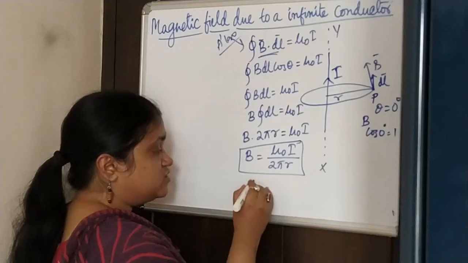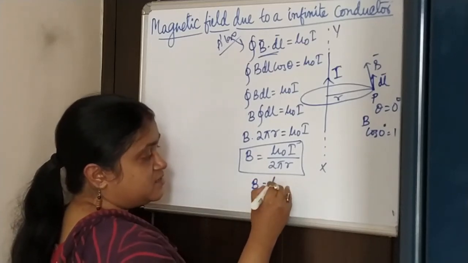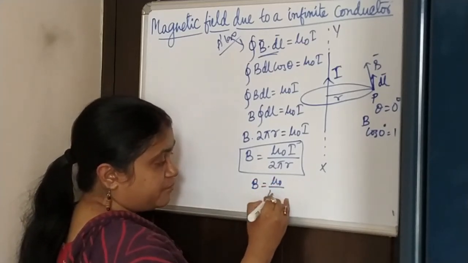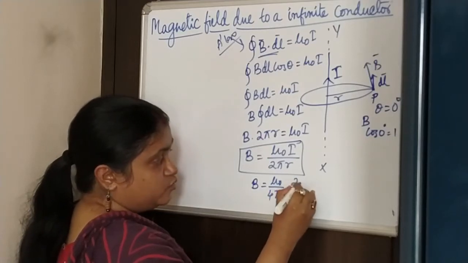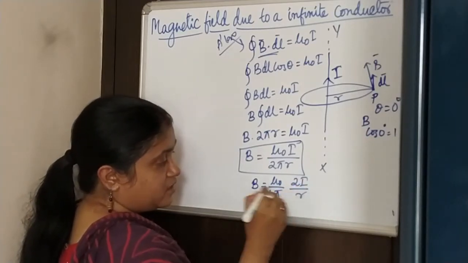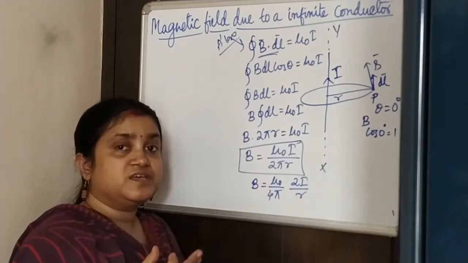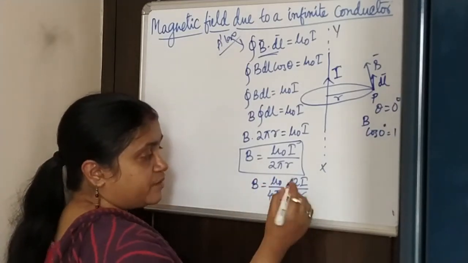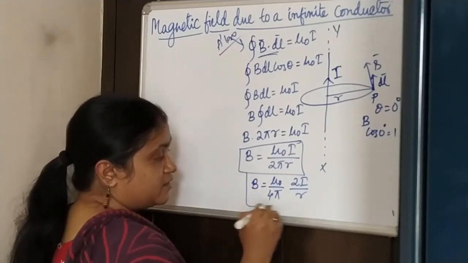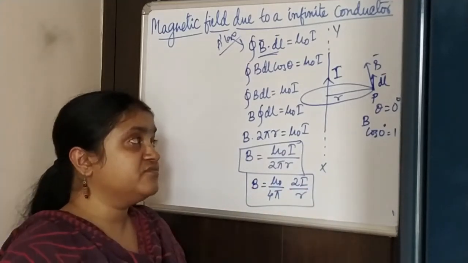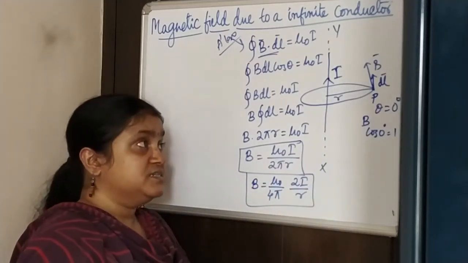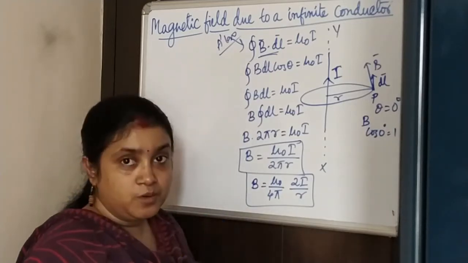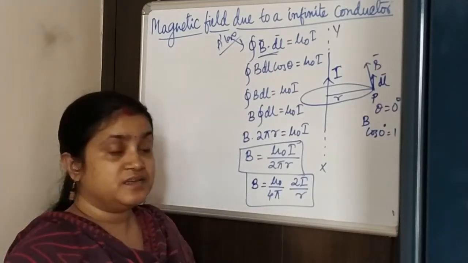Just to have a little more symmetry, we can also write it as mu naught by 4 pi into 2I by r, because most expressions have mu naught by 4 pi. So this is the magnetic field that is produced by a very long current carrying conductor.